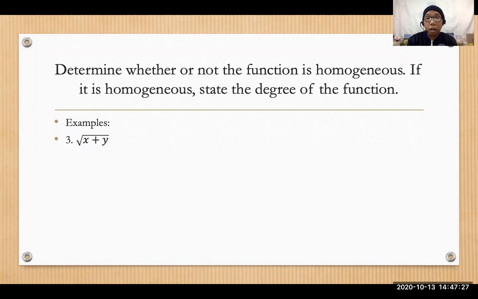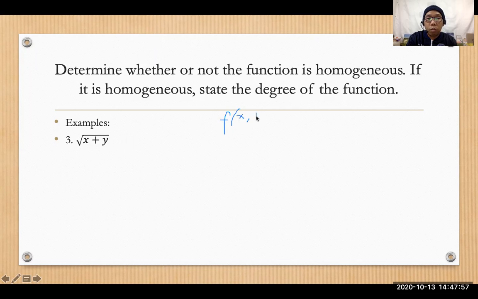If you're going to apply the homogeneity of the function, where you replace x by lambda x and y by lambda y, if you can factor out lambda from that function and bring the function into its original form, then that is a homogeneous function. So let me just get a pen and apply lambda here if you're not sure.